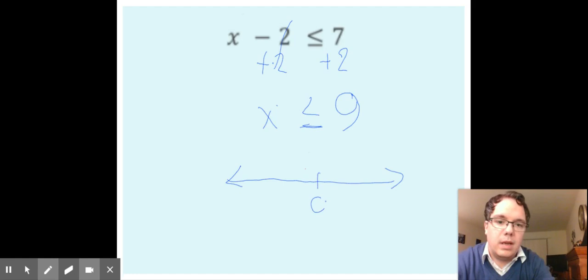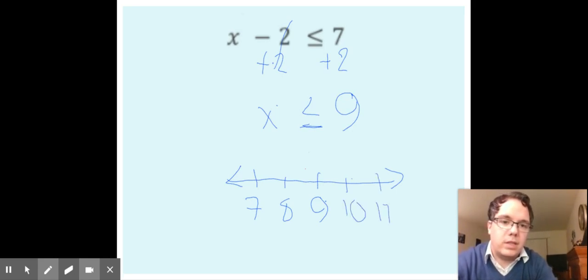I'm going to put 9 in the middle and make at least 5 points: 9, 10, and 11. All right, so because it's less than or equal to, I'm going to put a closed dot on 9, because if I put 9 in there, 9 is less than or equal to 9. It is equal to. So then we've got to test each side of the equal sign. Is 8 less than or equal to 9? It is. Is 7? Yep.